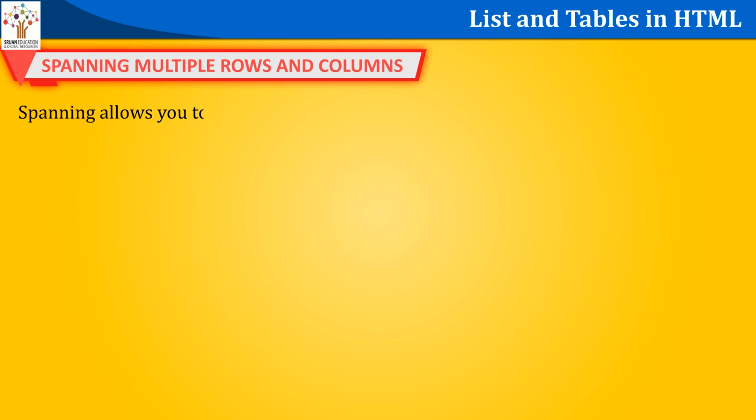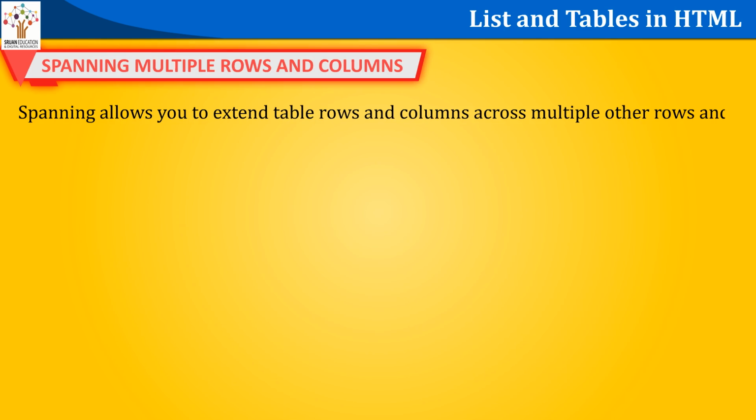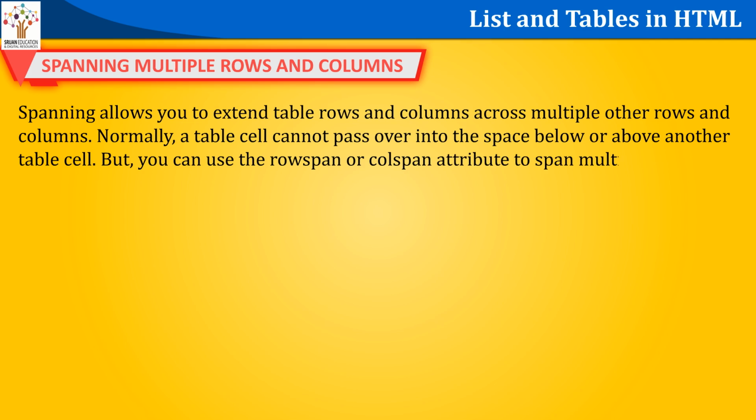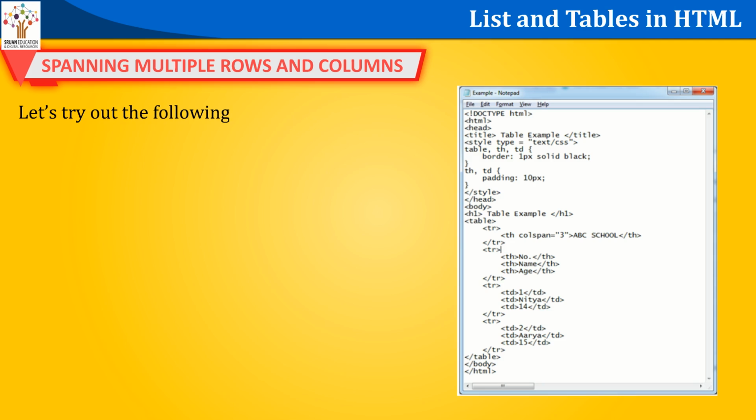Spanning allows you to extend table rows and columns across multiple other rows and columns. Normally, a table cell cannot pass over into the space below or above another table cell, but you can use the rowspan or colspan attribute to span multiple rows or columns in a table. Let's try out the following example to understand how colspan basically works.